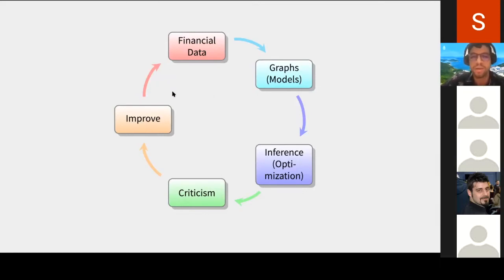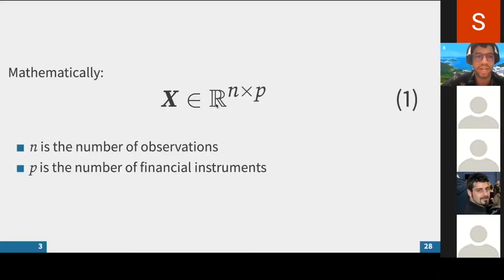I think my research in this paper has been following this fluxogram very well, so I really like it. So let's start with financial data. Basically, in many machine learning tasks, the data can be represented as a matrix. Sometimes you cannot store the whole matrix in the memory, but let's put that aside for a second.